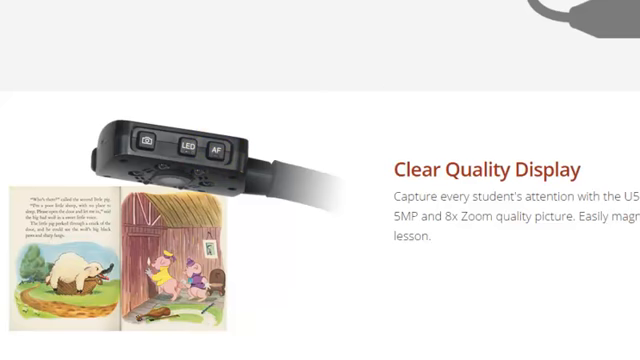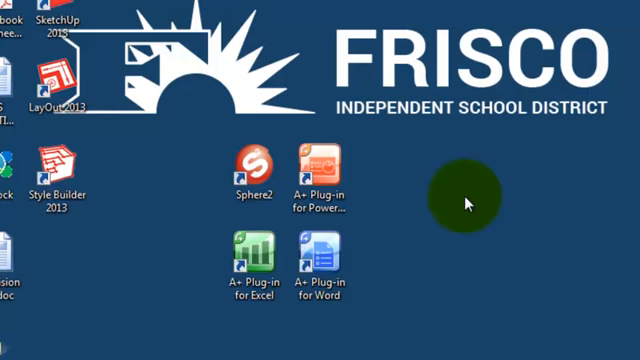On your desktop, you are going to find 4 programs. Sphere 2 is the main program you need to open up to access the camera. It is no longer a switch like our old one. It is a program on your computer. So whenever you go to use it, you're just going to open it up like any other program.